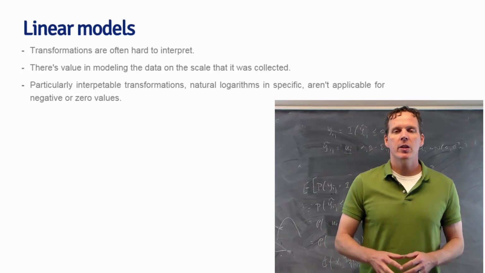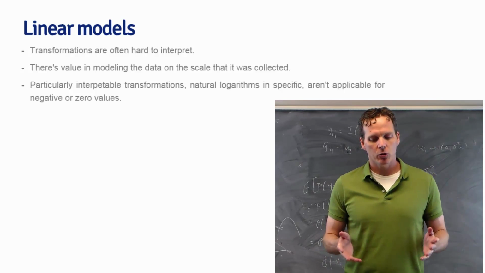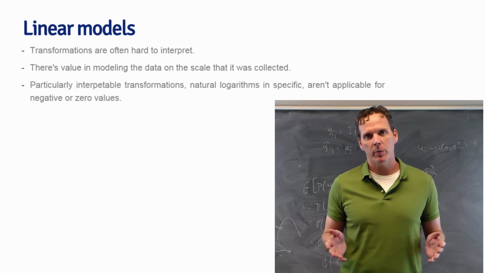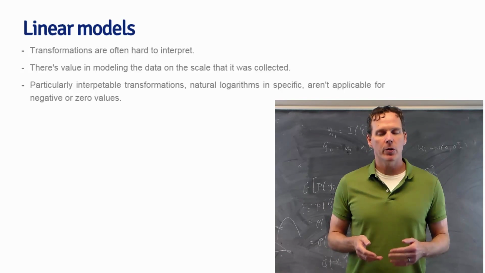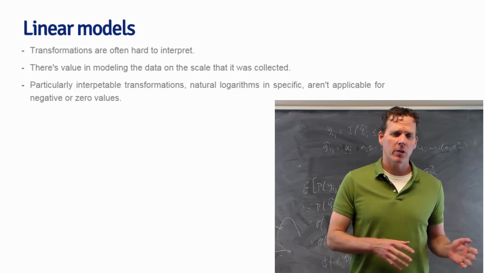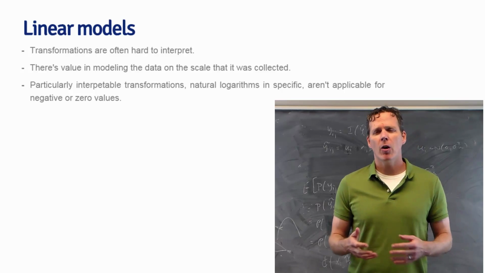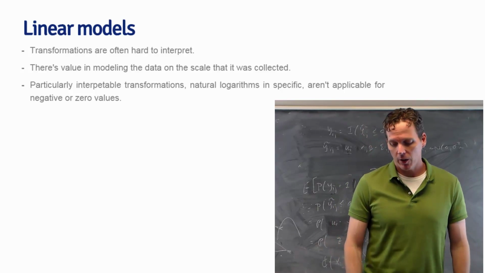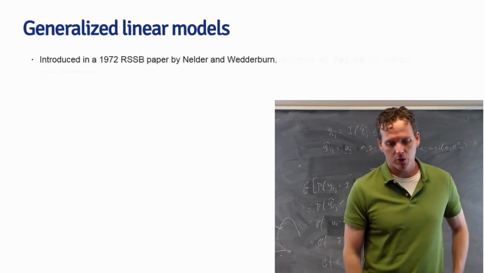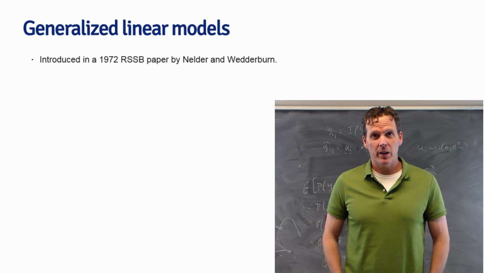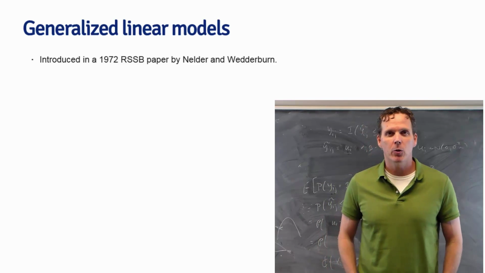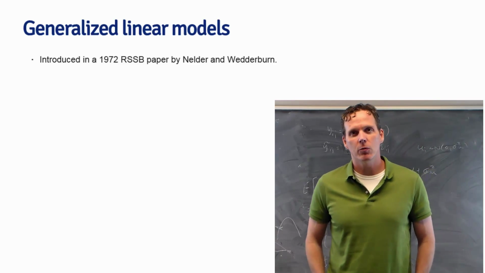And then I mentioned on this last point the natural log transformation, which is probably the most common transformation, isn't applicable for negative or zero values. Now there are some fixes for that, but then that harms some of the nice properties of that transformation, some of the really nice interpretable properties. So generalized linear models were from a 1972 paper by Nelder and Wedderburn, a kind of famous paper that if you are a PhD statistician, you've for certain read.